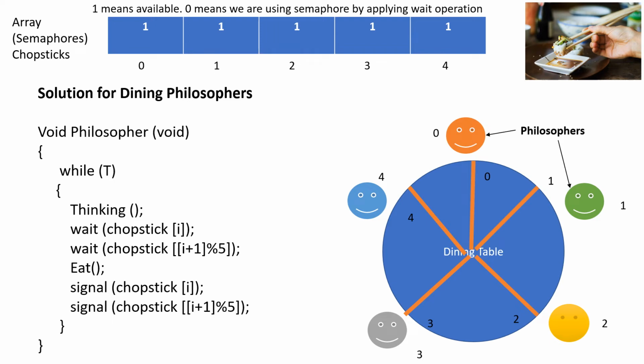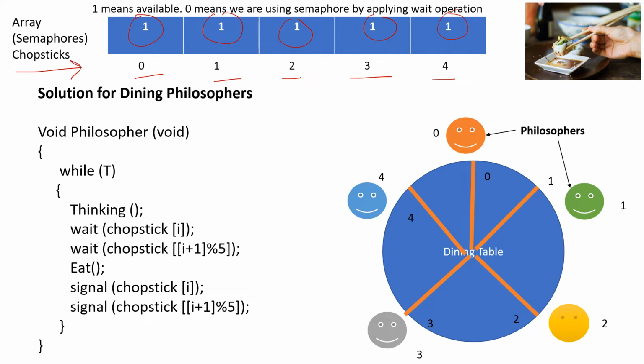Now we will see how to solve this problem. Here we are going to use an array of semaphores. Now we know that there are 5 critical sections due to 5 chopsticks. Initially all the elements of the array are set to 1, which indicates that all 5 chopsticks are available. As soon as a chopstick is in use, the corresponding array element is set to 0. The array index indicates chopstick numbers. So for 5 chopsticks, there are 5 array elements.